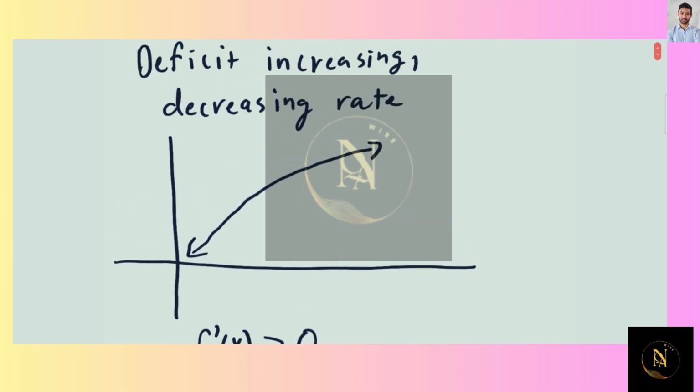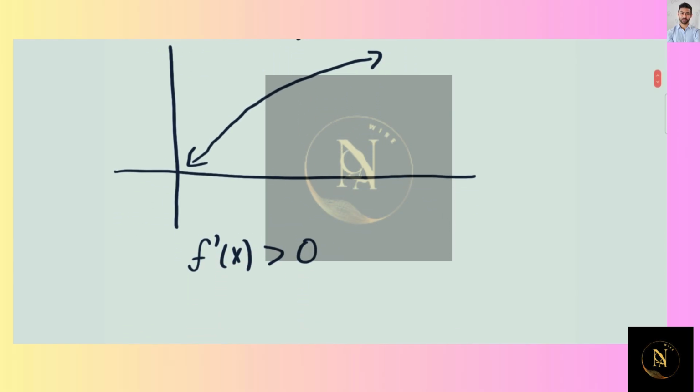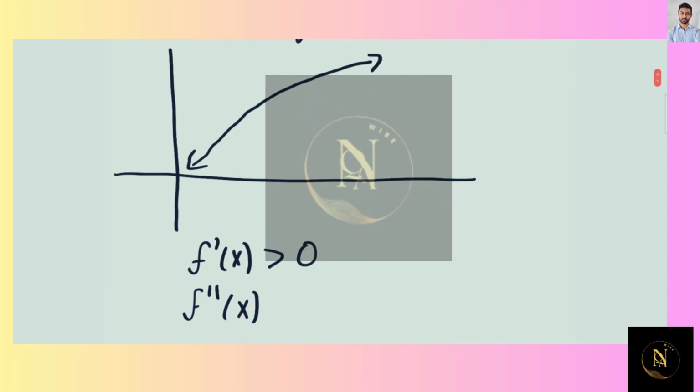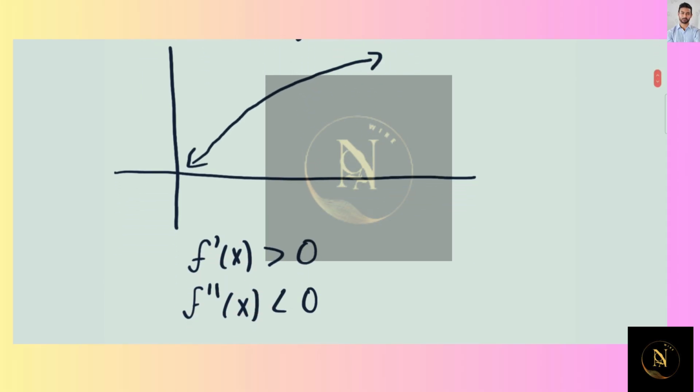So the rate of increase would be the rate of our first derivative, which is our second derivative, and we're increasing at a decreasing rate. So what that means is that this is actually going to be negative.